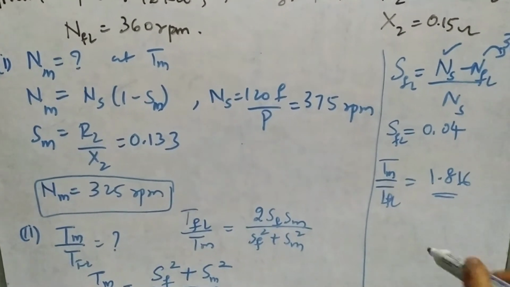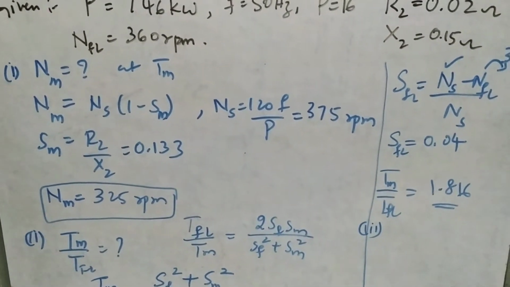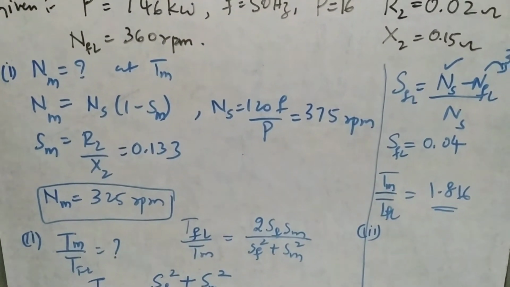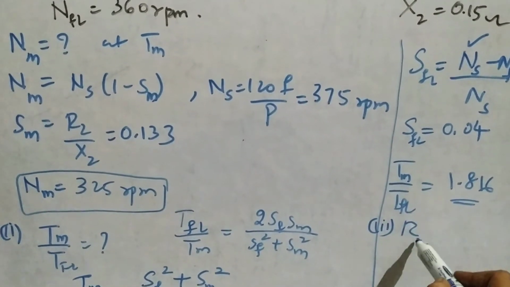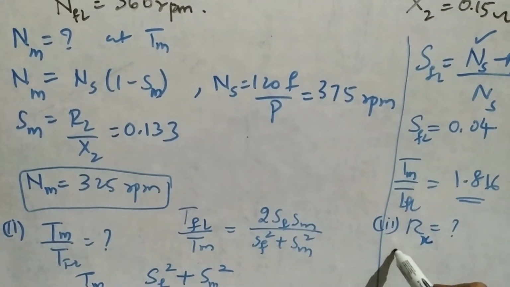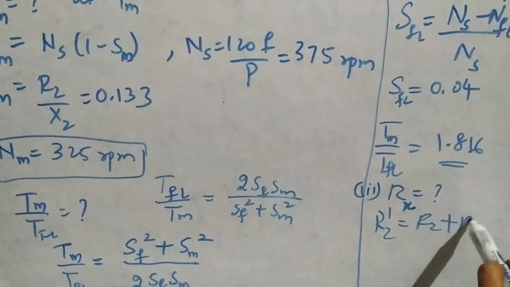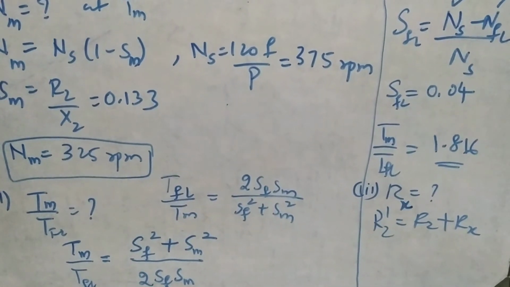Then sub-question 3. They have asked to determine the external resistance per phase to be inserted in the rotor resistance. That means you have to determine the Rx value only. We know that R2 dash is equal to R2 plus Rx. Therefore Rx is R2 dash minus R2.